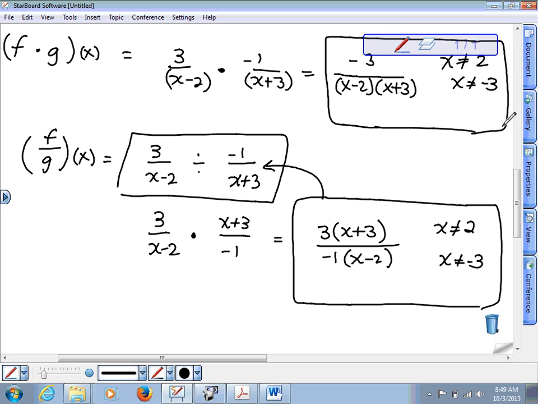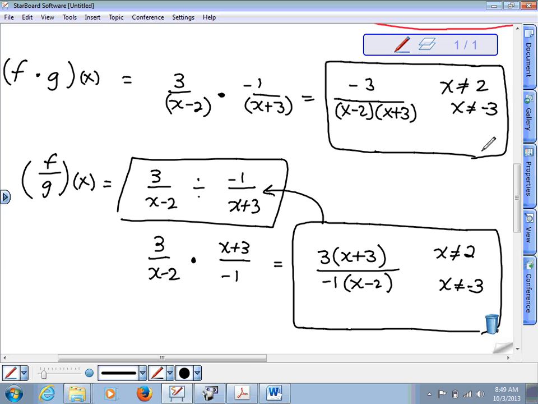Okay. Your test question is almost identical to this one. You have two functions. I ask you to add, subtract, multiply. Okay. Yeah. We had a question back here.